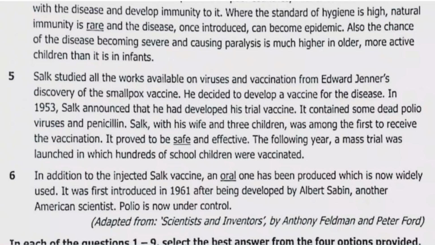Paragraph 6. In addition to the injected Salk vaccine, an oral one has been produced which is now widely used. It was first introduced in 1961 after being developed by Albert Sabin, another American scientist. Polio is now under control.